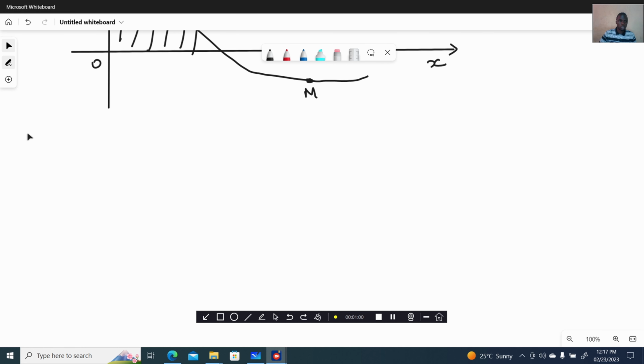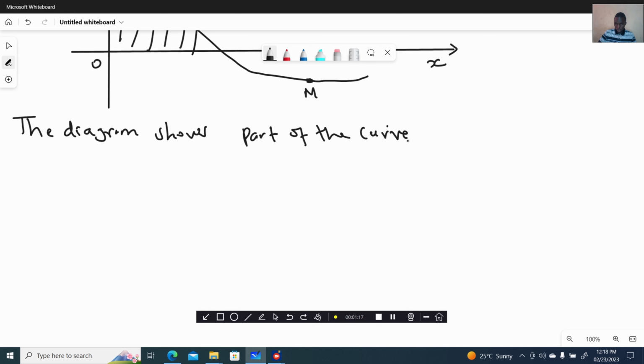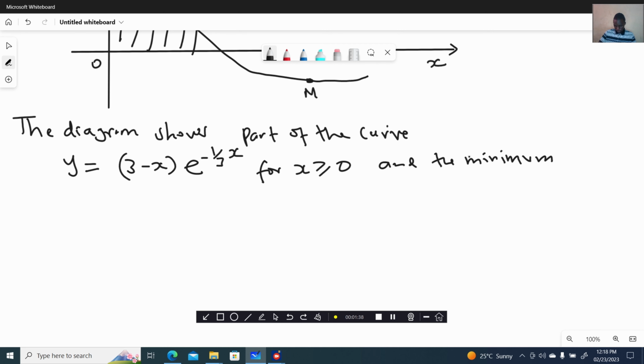The diagram shows part of the curve y equals (3 minus x) e to the power of negative 1 over 3 x, for x greater than or equal to 0, and the minimum point M. Find the exact coordinates of M. You need to find the exact coordinates of M.